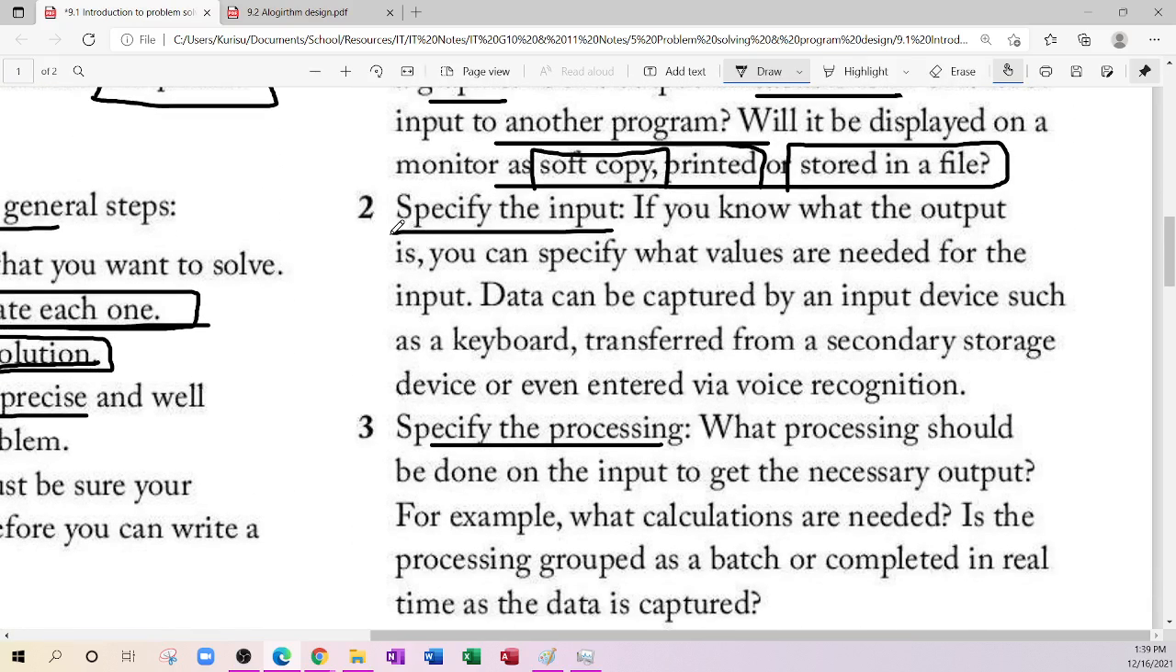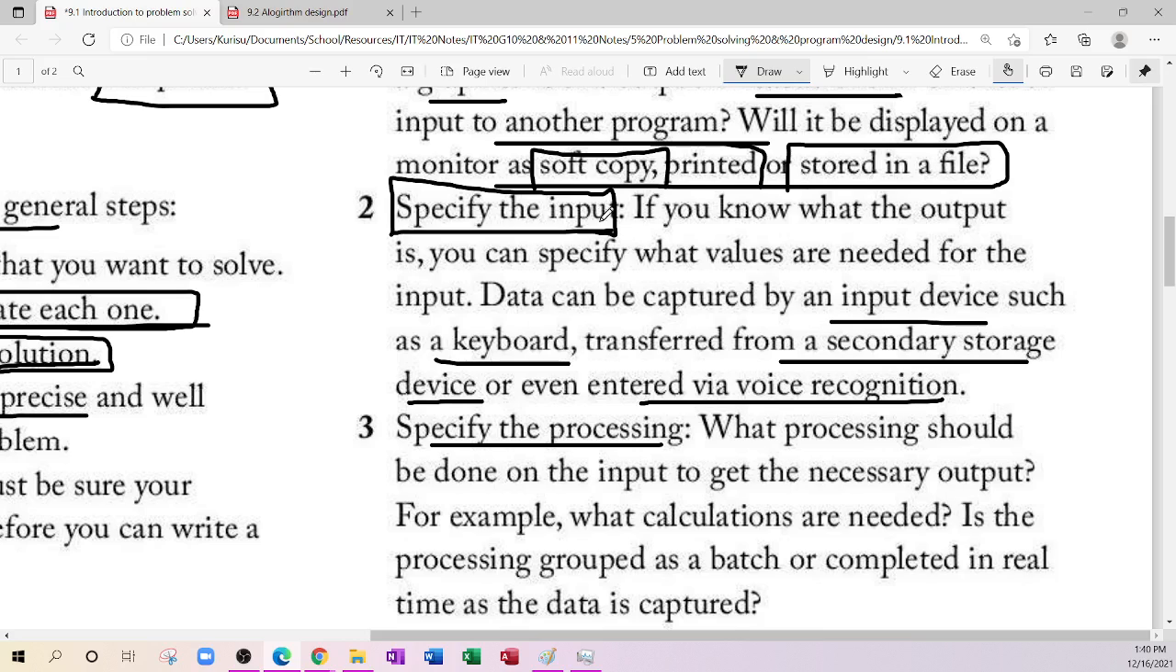Then you have to specify what is your input. How am I getting the data into the program in the first place to get an output? How am I putting this data into the program? Are you going to use an input device such as a keyboard? Does the person have to type the answers in? Or can it be transferred using a secondary storage device? Or can the person speak? Like for example, on your phone, you can use a voice assistant. You can say, "Hey Google, add 2 plus 2," and it's going to give you the result.